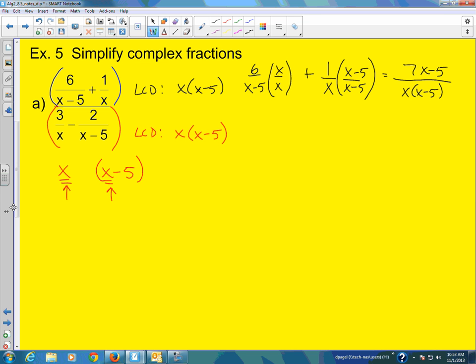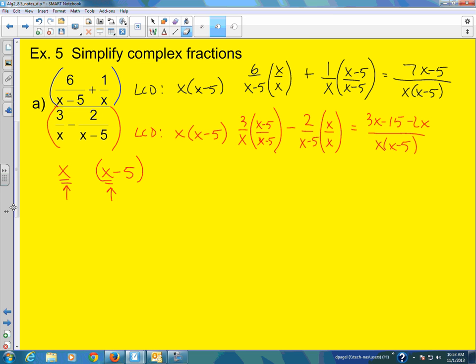Same thing. We have a 3 over x, and what's missing is the x minus 5 part. And I'm subtracting a 2 over an x minus a 5, and what's missing here is the x part of the denominator. So this is going to become 3x minus 15 minus 2x all over x times x minus 5. And 3x minus 15 minus 2x just becomes x minus 15.